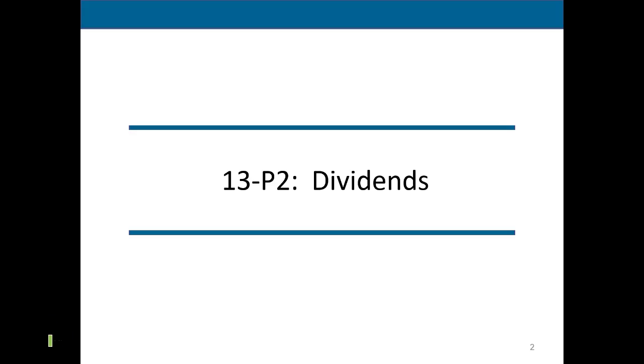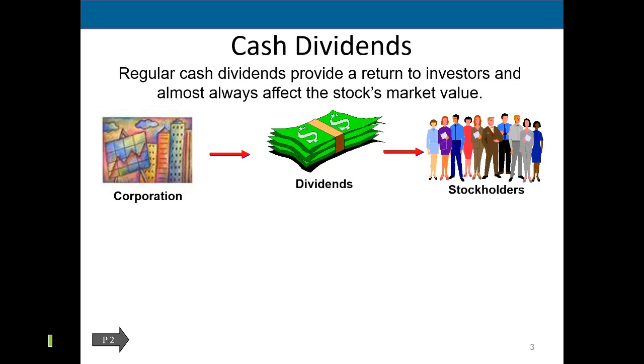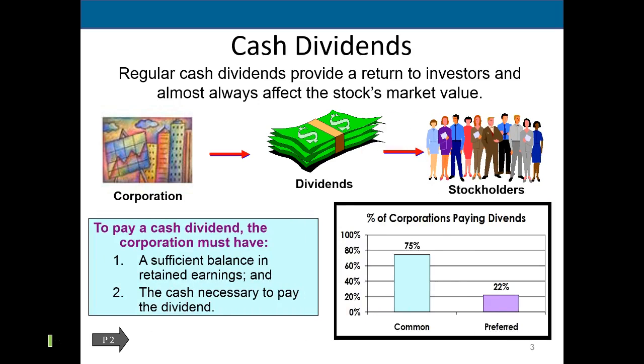In this lecture, we will continue on Chapter 13, moving on to dividends. So we have cash dividends. Regular cash dividends provide a return to investors and almost always affect the stock market value. So we're going to compare dividends in a corporation to the draws for a sole proprietor.